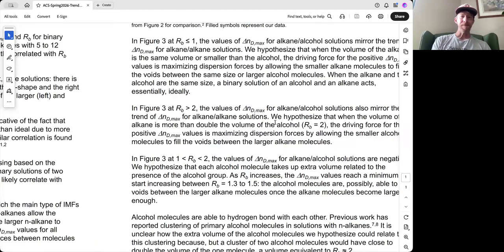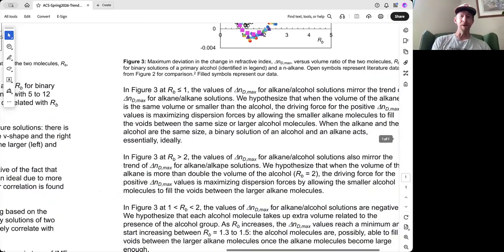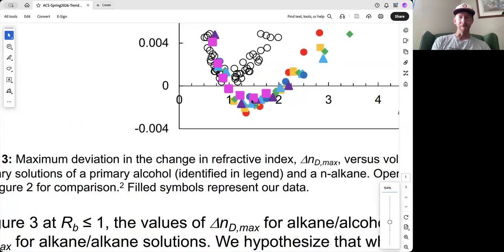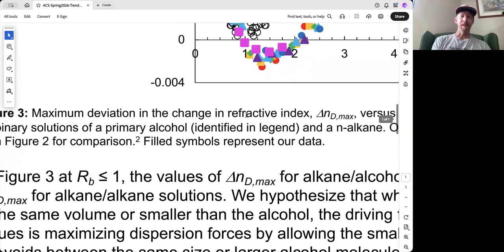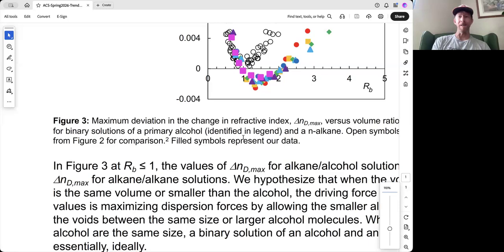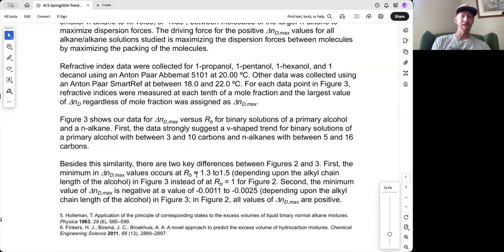All right. So we're back down here. Second, we talked, right. Oh, I didn't show the 1.3 to 1.5. So 1.5 is about where the 1-decanol has its minimum. About 1.3 is where the 1-propanol has its minimum. And we're looking into that as well. So if you get questions, say, we're trying to understand that as well. And maybe I'll say some more about that at the end. Those are the two key differences.